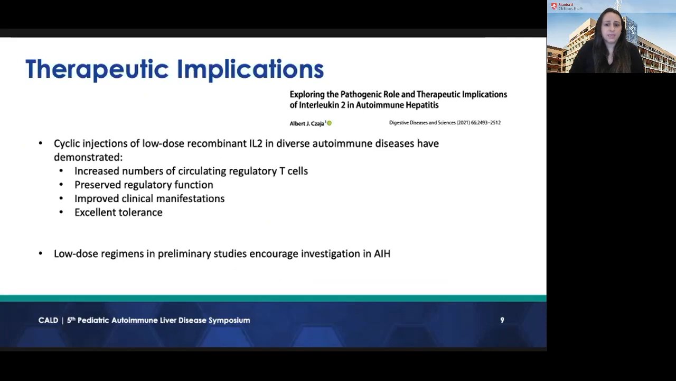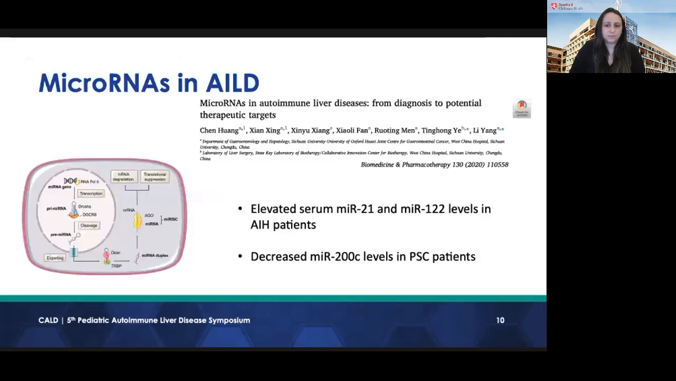Now, what else is being studied? Focusing on other therapeutic implications, this paper explored the use of IL-2 in autoimmune hepatitis. It proposed that cyclical injections of IL-2 in autoimmune diseases, with autoimmune liver disease being one, demonstrated increased numbers of circulating regulatory T cells, preserved regulatory function, improved clinical manifestations, and excellent tolerance. They mention that low-dose regimens and preliminary studies encourage further investigation of this in autoimmune hepatitis.